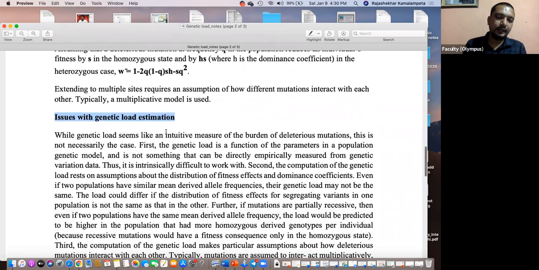Okay. So while genetic load seems like an intuitive measure of the burden of deleterious mutations, so it may sound like, oh, we are able to calculate the effect on mean fitness of a population, or how much fitness is reduced in a population. Correct? So it may sound as if it is giving a good measure of understanding the effect of maybe mutation, maybe recombination on the fitness of a population. But that may not be entirely true.